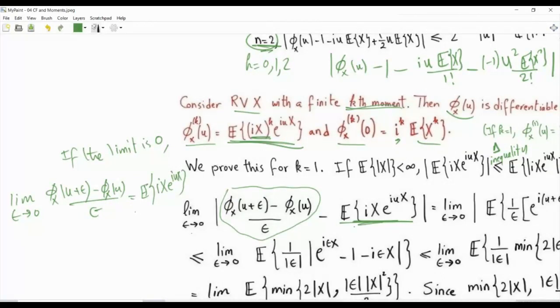Okay, and what does this mean? It means that this limit exists and is finite and is equal to this quantity here, which means that the characteristic function is differentiable. Okay, and this is actually its derivative. So this is basically how to do things.